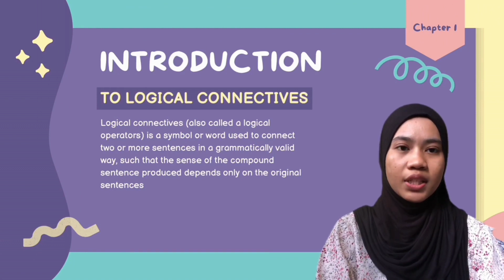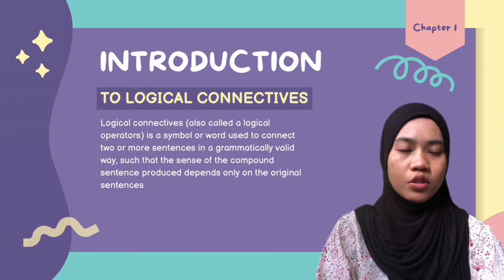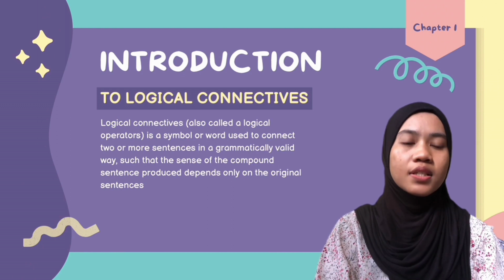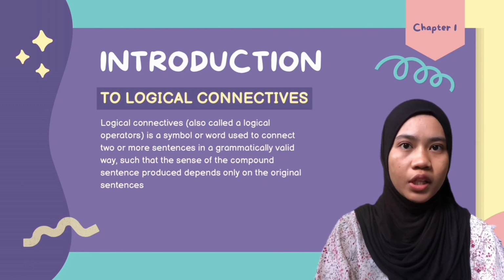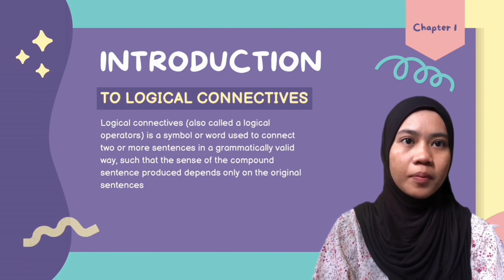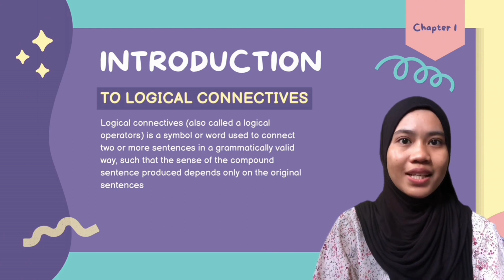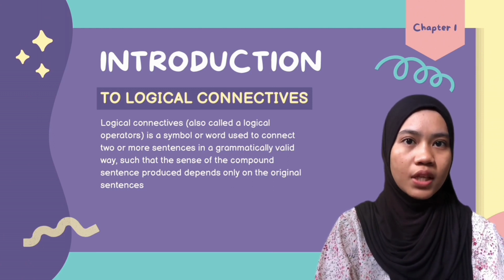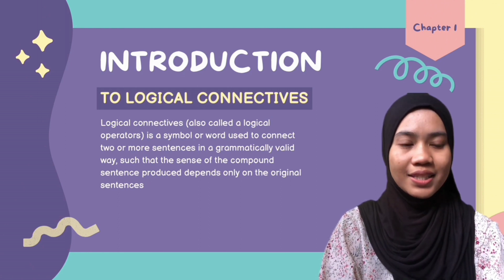So, what is logical connectives? Logical connectives, also called a logical apparatus, is a symbol or word used to connect two or more sentences in a grammatically valid way, such that the sense of the compound sentence produced depends only on the original sentences.